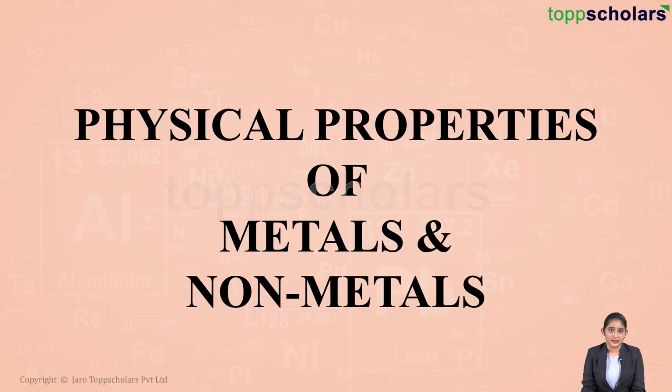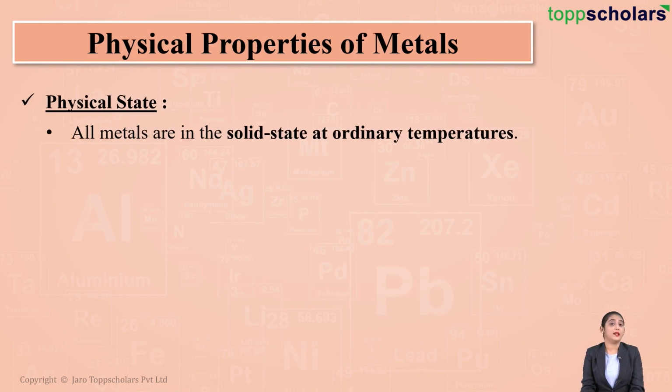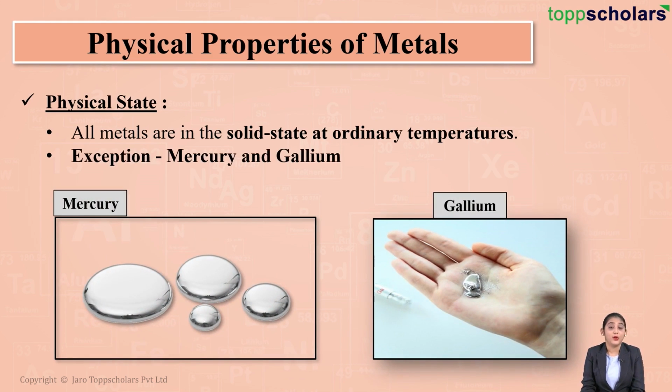Today we'll be discussing the physical properties of metals and non-metals. The first physical property is the physical state. All metals exist in the solid state at room temperature, that is, at ordinary temperature. However, there are certain exceptions. And what are the exceptions? Yes, mercury and gallium are the metals which exist in the liquid state at room temperature.